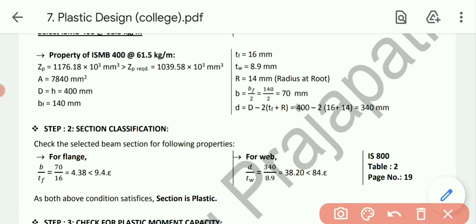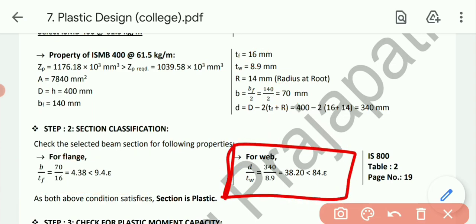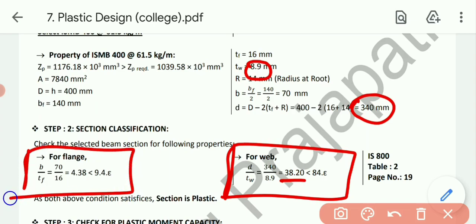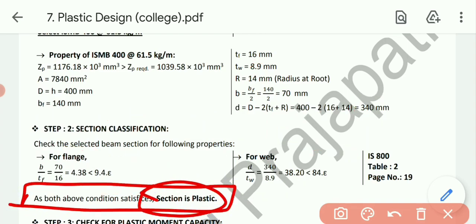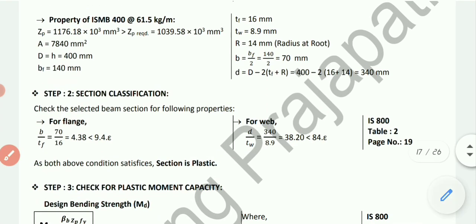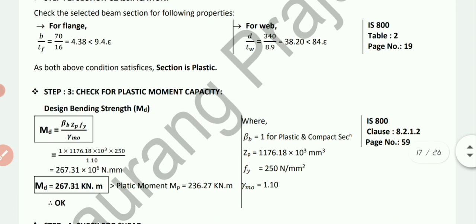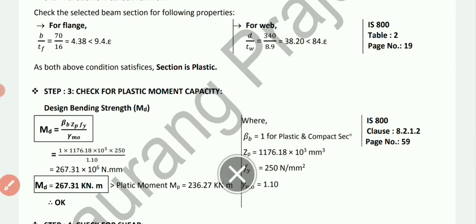Now going for the web condition. For the web, d by tw, the value of d is 340 and tw is 8.9. So 340 divided by 8.9, we get the answer 38.20, which is well below the 84 epsilon. So both flange and web conditions are satisfied for plastic, so our selected section is plastic. Now one thing is confirmed, that the section which we have selected is plastic.